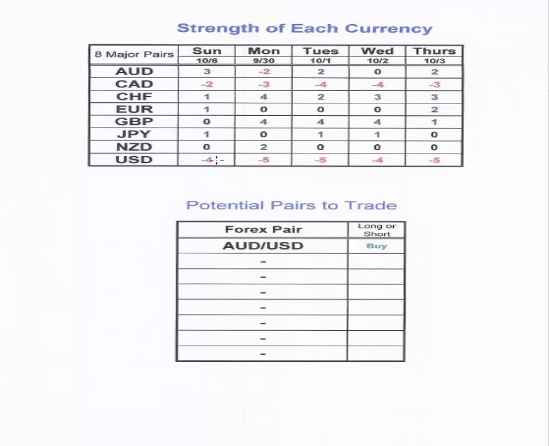We're only going to use strong currencies between +3 and +7 and weak currencies between -3 and -7. Our objective is to match the strongest currencies with the weakest currencies so that we can find the highest probability Forex pairs to trade. Today we had 1 potential pair to trade, and this is the Aussie US dollar. And this would be going long or buying the Forex pair.